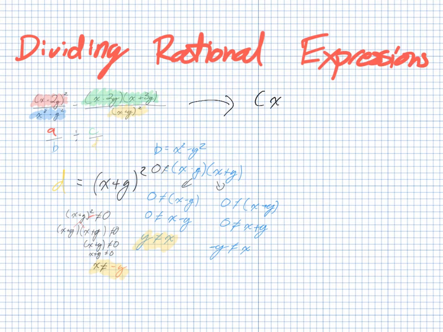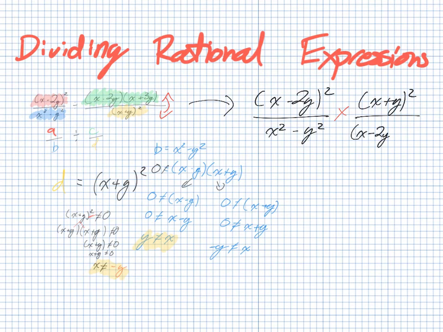We have x minus 2y squared over x squared minus y squared. And then we're going to invert this, and we're going to change it to a multiplication question. So multiplied by, and we're going to invert this, x plus y squared. That lags, doesn't it? That's fine. And then on the bottom we have x minus y squared, x plus 3y.